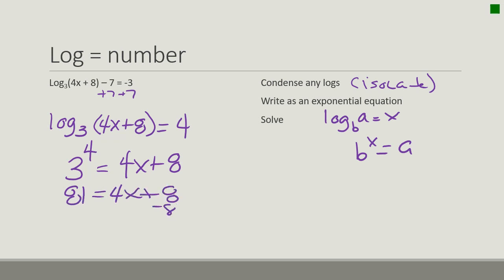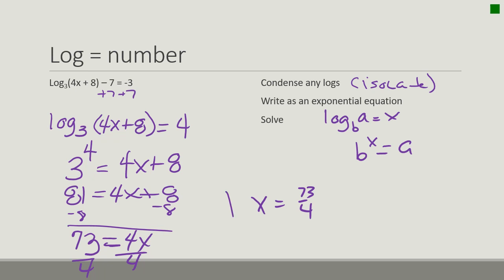Okay, if I subtract 8, I get 73 equals 4x. And if I divide by 4, x equals 73/4. Just double checking because that just seems off, but it's not. All right.